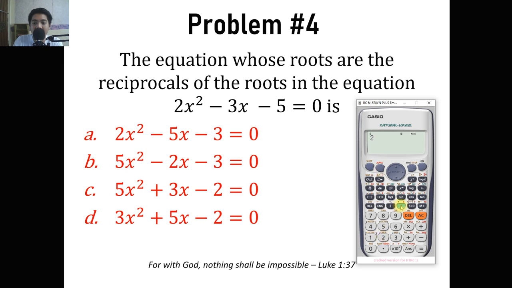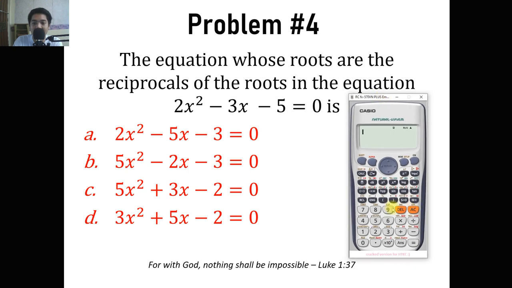So we have 2 alpha x squared minus 5x minus 3. So we have 2/5 and negative 1. Okay. So that does not equal 0. I would not proceed with negative 1 because that would not be the answer. Let's proceed with letter B. 5x squared minus 2 alpha x minus 3. Calculate it with 2/5. So negative 3 does not equal 0. Let's proceed with letter C. So we have 5 alpha x squared plus 3 alpha x minus 2.